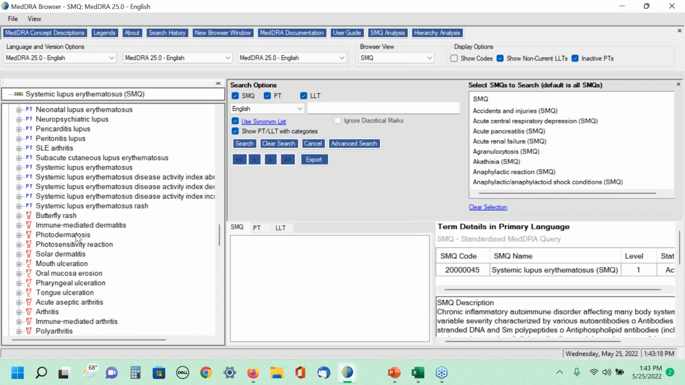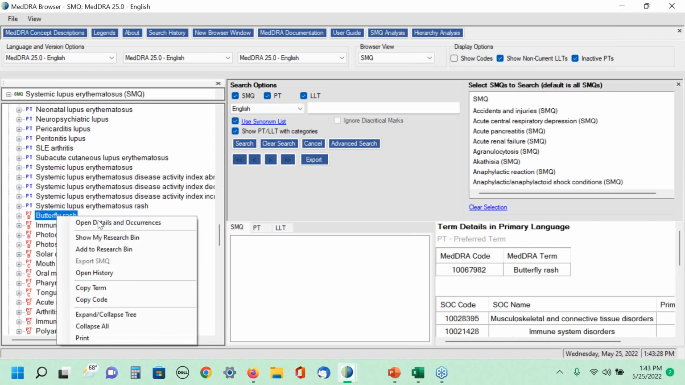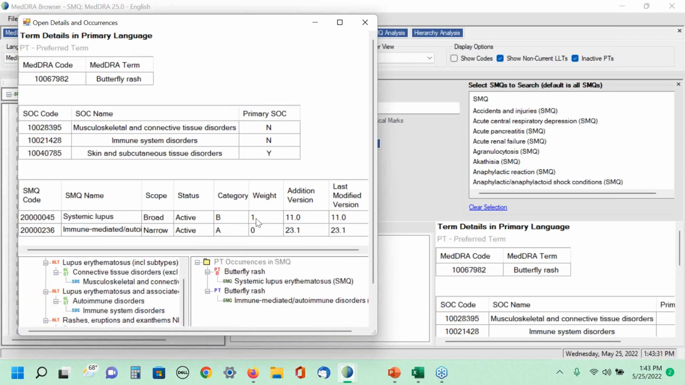And the way this algorithm works is that each one of these terms in the broad search strategy is given a weight. So if I were to select butterfly rash and ask to see its characteristics, it tells me that within that SMQ, it has a weight of 1.